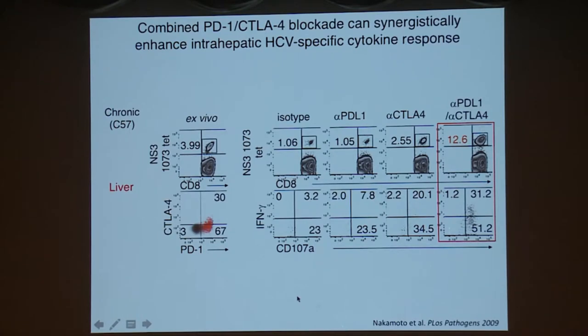Afterwards, we noticed that intrahepatic HCV-specific T cells also express CTLA-4, another inhibitory molecule in addition to PD-1. Single PD-L1 or CTLA-4 blockade had little effect on cytokine production. In contrast, combined blockade synergistically augmented the effect. These results suggested that intrahepatic HCV-specific CD8 T cells were in a state of deep exhaustion, whose function could be restored by blockade of multiple inhibitory signals, which is exactly what we are trying to do for cancer patients right now.